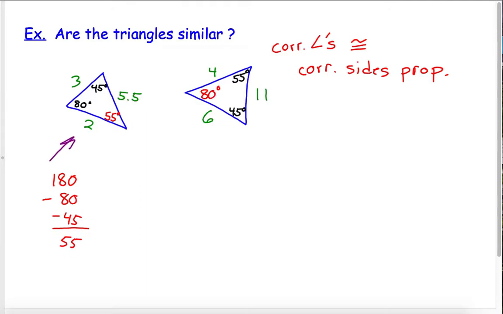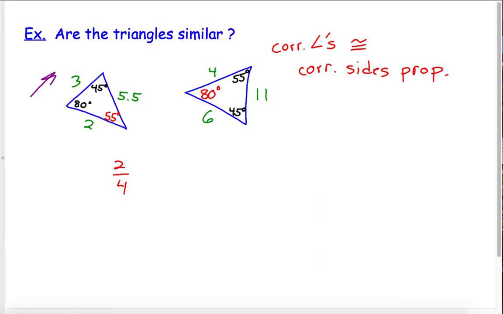So the first thing we check is that the angles match up, and they do. We've got all three corresponding angles congruent. So that's taken care of. So now what we need to do is check the sides. Now here's where we have to be careful. So which sides do we match up? Well, I usually start with the smallest side. So in this triangle, the smallest side is a 2. That's going to have to match up with the smallest side in the other triangle. Obviously, it would have to match up with the 4. So that's the first ratio I'm going to write. 2 over 4.